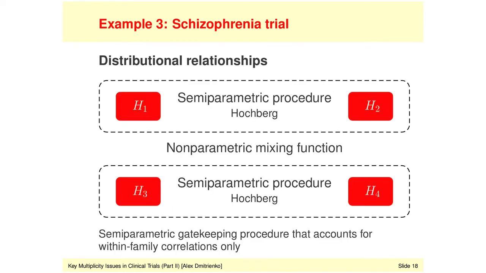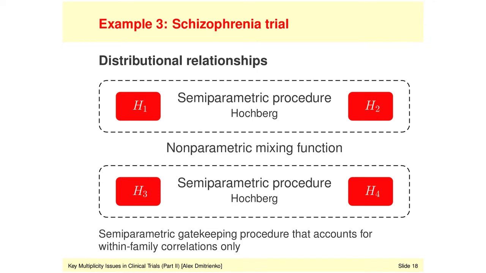This diagram defines visually the three ingredients of the corresponding mixture-based gatekeeping procedure. We can refer to it as the Hogberg-based gatekeeping procedure. It is quite similar to the diagrams that we have looked at before. The only difference between this diagram and the other two diagrams that we have examined is that here we're going to specify a semi-parametric component within the primary family, a semi-parametric component within the secondary family, and they will be glued together using a non-parametric mixing function.